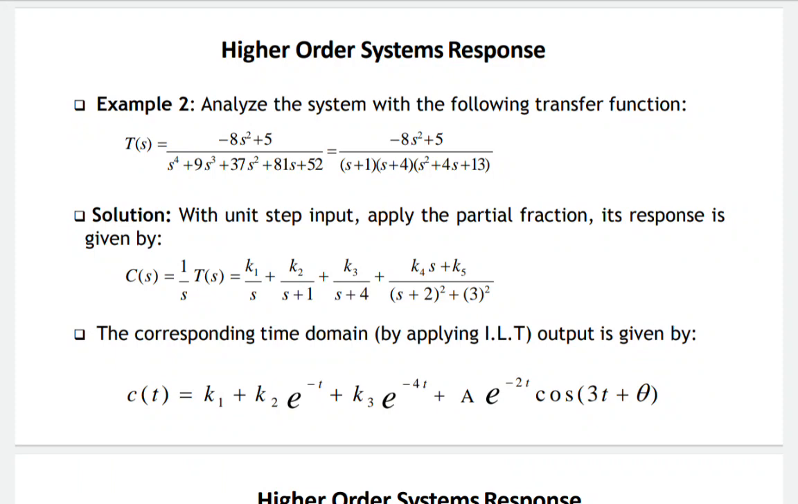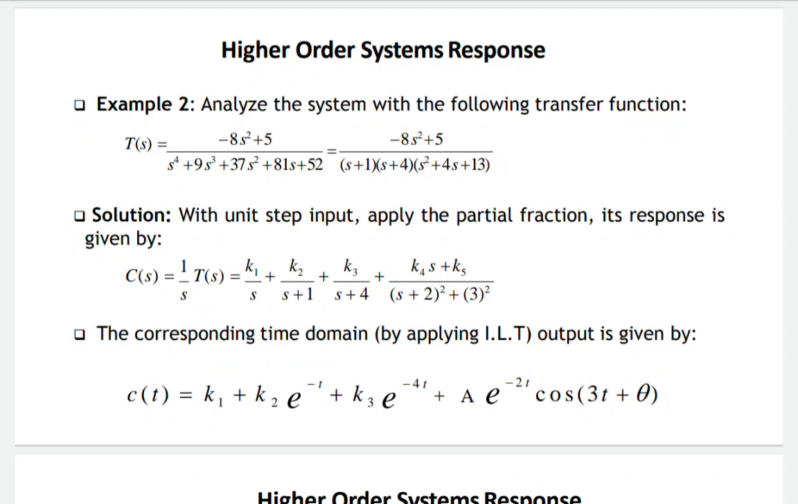And obviously, since they are not mentioning what type of input will be provided, by default we will take a unit step input, that means r of t is 1 and r of s is 1 by s. Then, applying the partial fraction, its response is given by... If you do it in such a way, you can do it. Otherwise, the best way to generate the partial fraction coefficients is with the help of the calculus of residues. That works very well, whatever the complex scenario, and you can do it in the easiest way.